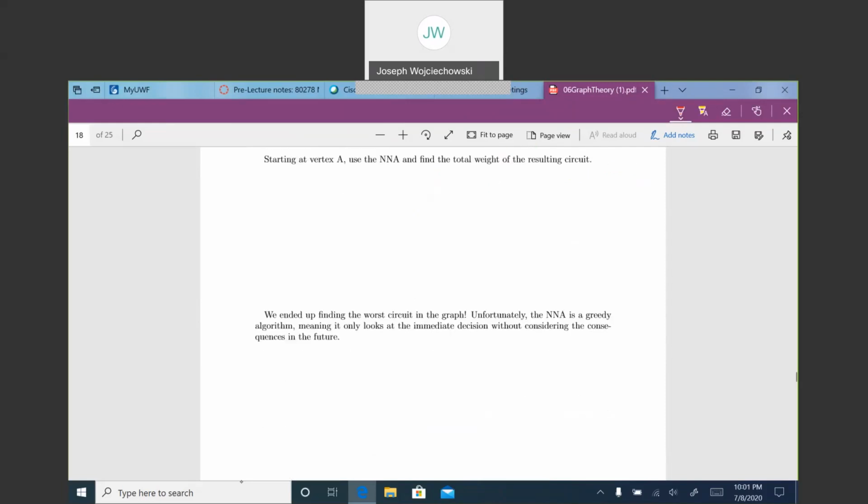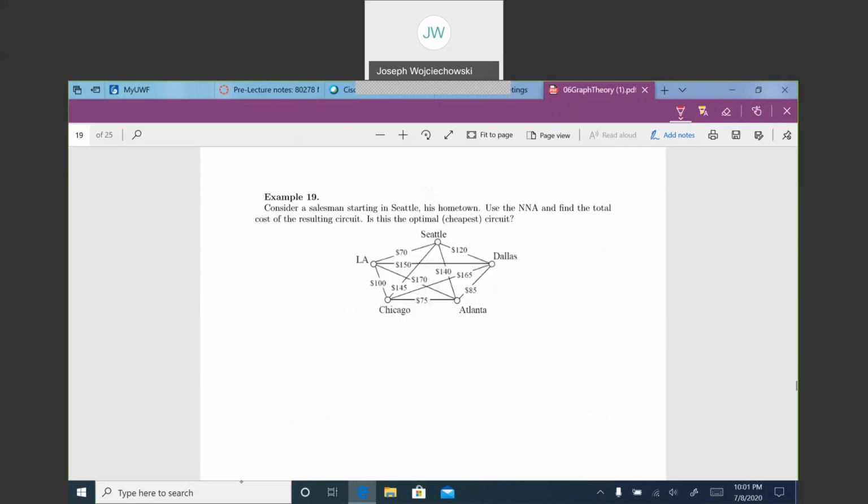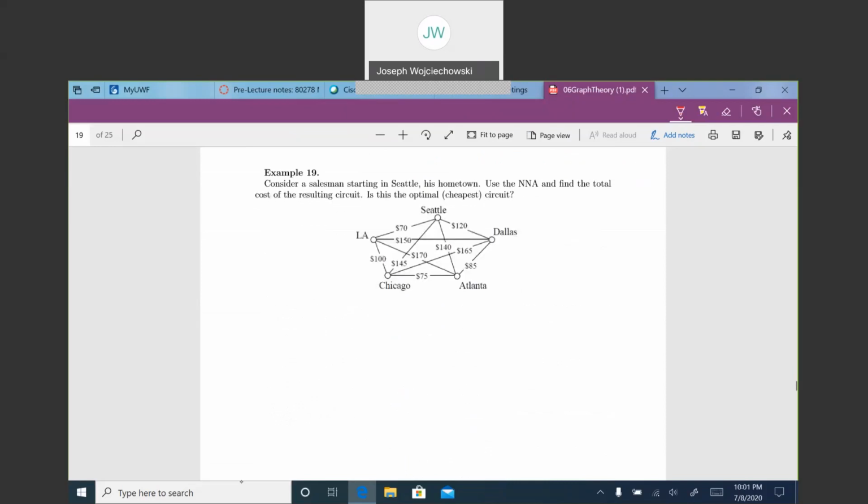Okay, in this case, we ended up finding the worst circuit in the graph. Unfortunately, the nearest neighbor algorithm is a greedy algorithm, meaning it only looks at the immediate decision without considering the consequences in the future. So, here we go again.